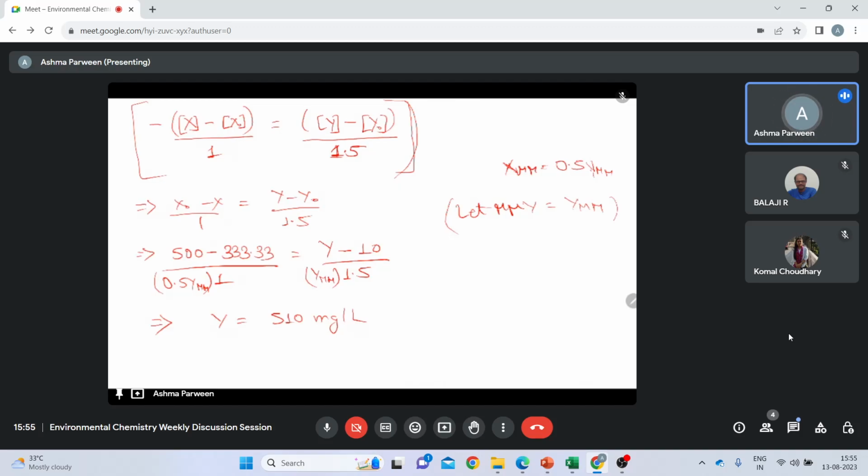So it was a mistake from my side, sorry for that, because whatever we relate in the rate expressions, we use the molar concentration, not just milligrams per liter, but we have to consider moles per liter or moles per kg or per gram. So let's move to the next question.